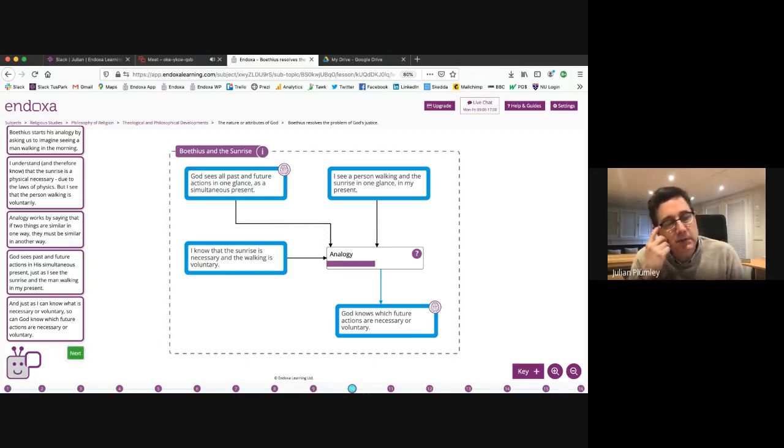And what Boethius is doing is making an analogy between God seeing things and you standing by the window and watching what's outside. So you see the person walking and you see the sunrise in one glance in your present. God sees that as well, but he sees all past and future actions in his simultaneous present.